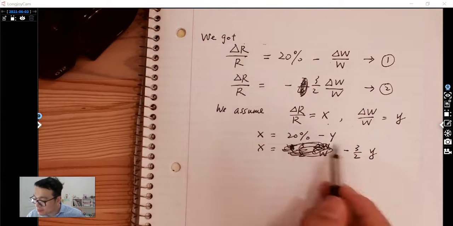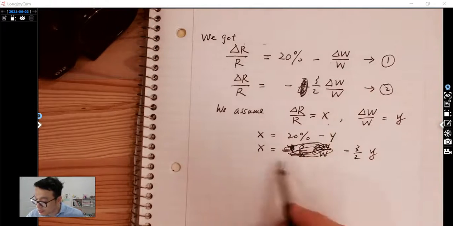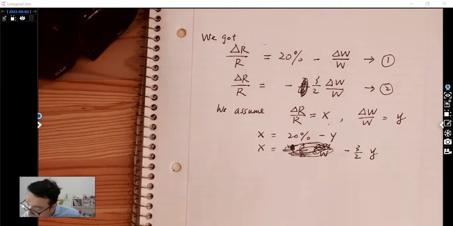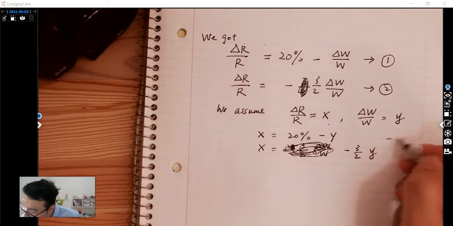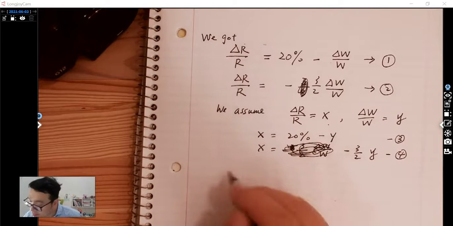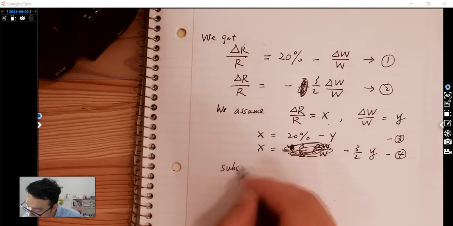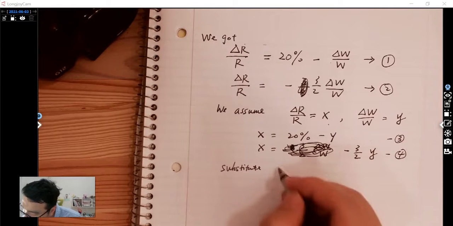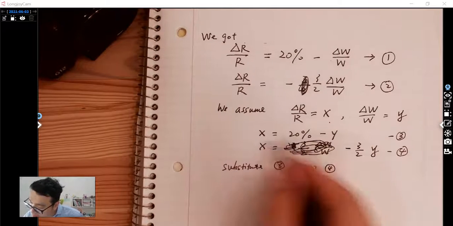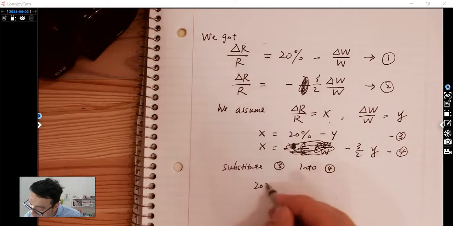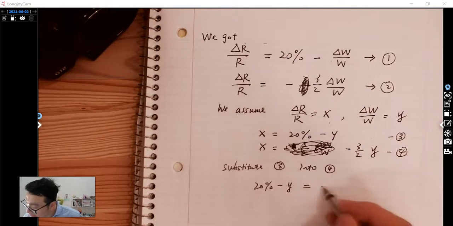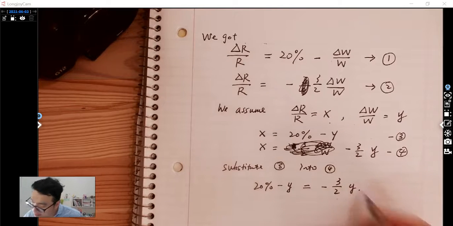Now we have X equals 20% minus Y from the first equation. Second equation, X equals negative 3/2 Y. Okay. All right. So how to do this? So we call this the third. This is the fourth one. So because the left hand sides are equal, we can actually substitute 3 into 4. So 3 says X equals 20% minus Y. This goes into the 4, which is the left hand side, equals negative 3/2 times Y.